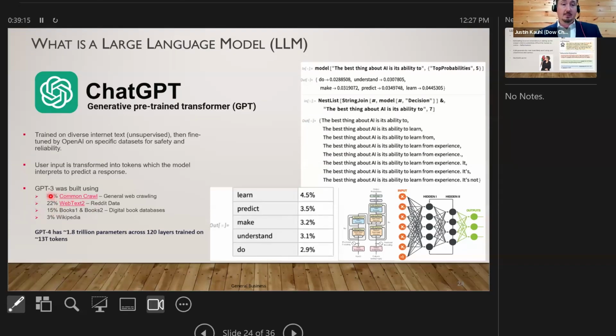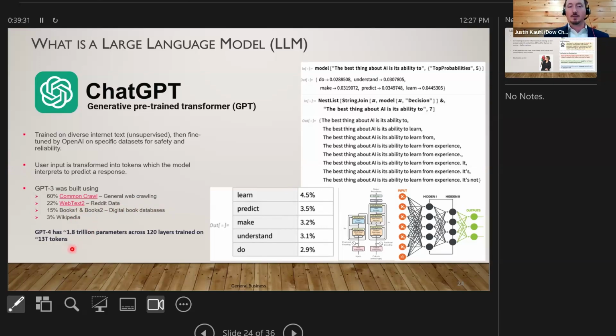For example, GPT-3 was about 60% Common Crawl information. So that's just general web crawling, stuff like picked up from Google, the Google search stuff. And we have a bunch of Reddit data. We have a bunch of book repositories and then a little bit on there on Wikipedia.